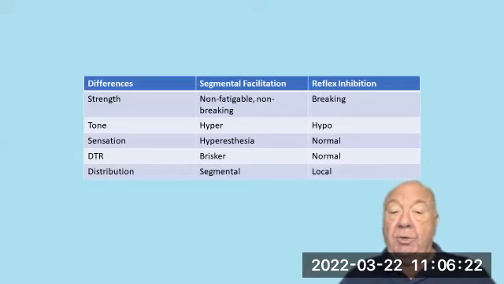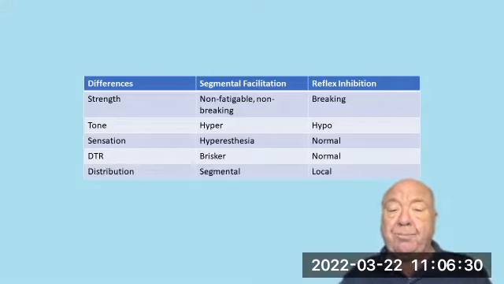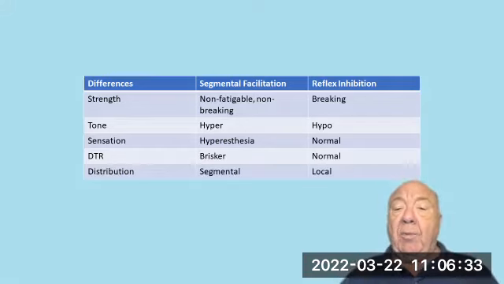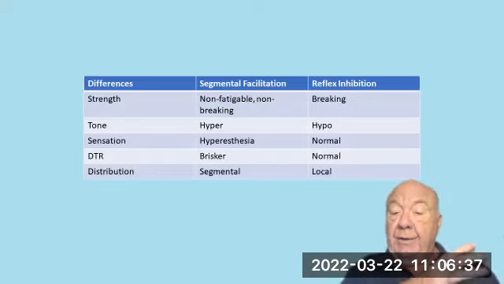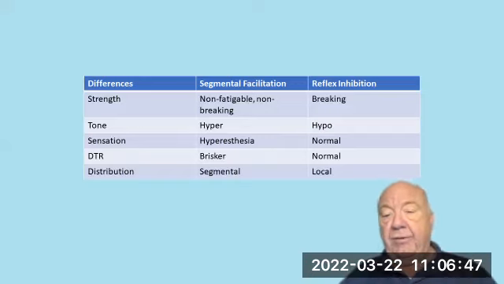And finally, the distribution. Segmental facilitation is segmental and local. Excuse me, reflex inhibition is local. Remember what we said though, the effects of segmental facilitation are more profound centrally, and less profound as you move away from the spine. It's got nothing to do with the source of the facilitation. It just is more profound towards the spine than away from it.